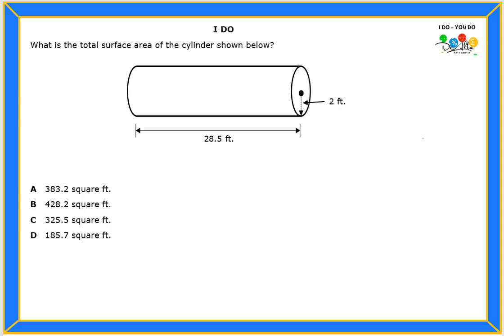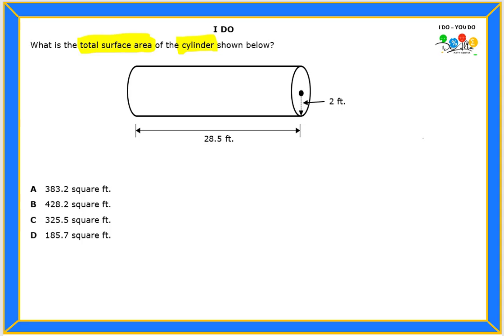And it says, what is the total surface area of the cylinder shown below? So what I'm going to be looking for is that total surface area, and the shape that we're going to be working with is a cylinder. And luckily for us, they have a picture already and they even have labels, right? But the only thing that I'm missing is to exactly know what the 2 represents and the 28.5. Okay, so that'll be the first thing I want to do.